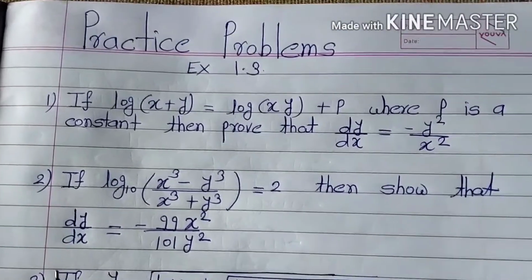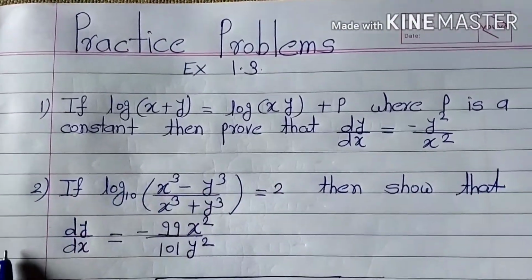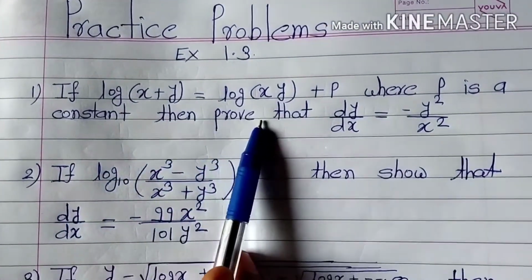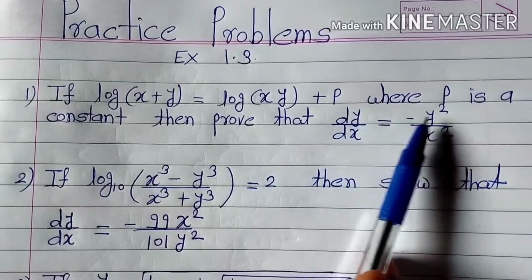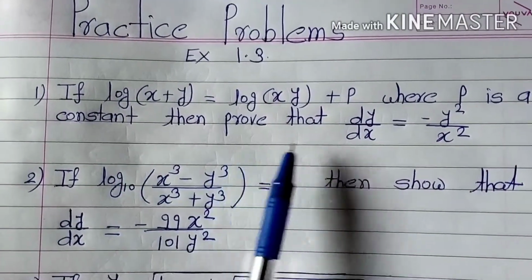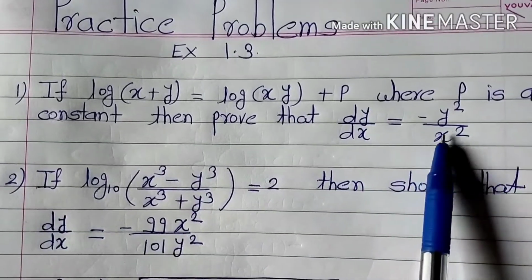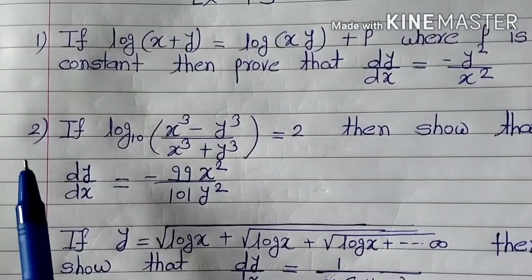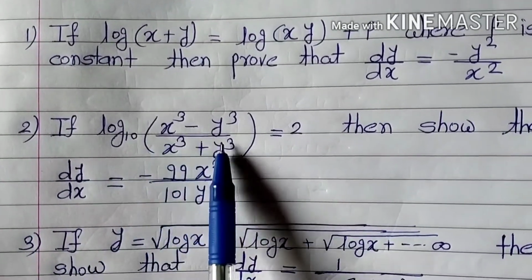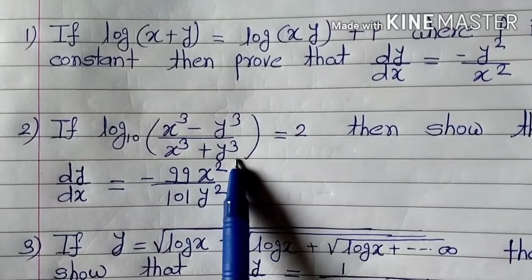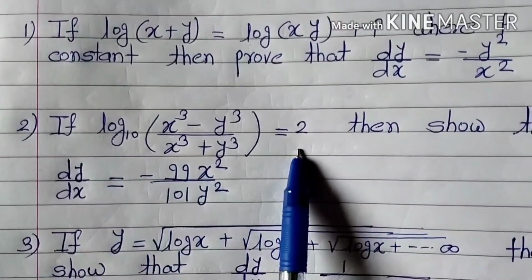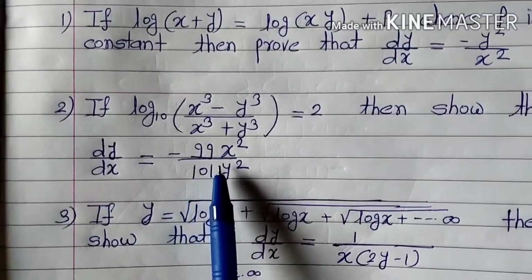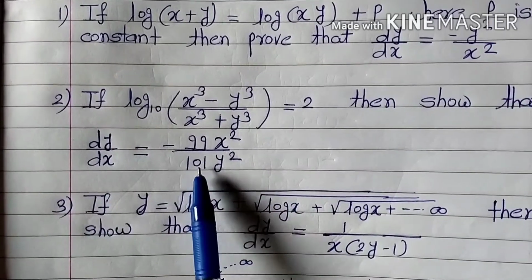So there are some practice problems from exercise 1.3 which you have to solve. First example, if log of x plus y is equal to log of x into y plus p, where p is a constant, then you have to prove that dy by dx is equal to minus y square upon x square. Next, second example, if log of x cube minus y cube upon x cube plus y cube base 10 is equal to 2, then you have to prove that dy by dx is equal to minus 99x square upon 101 y square.